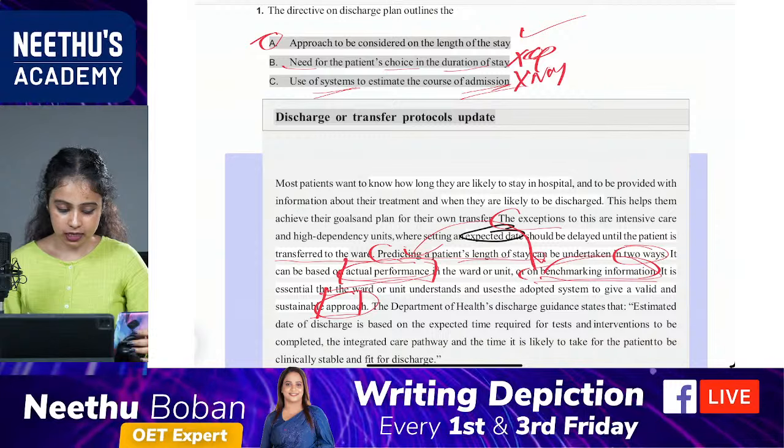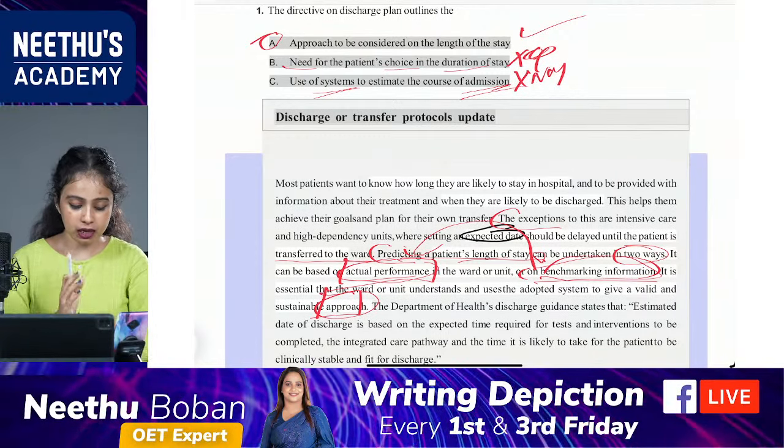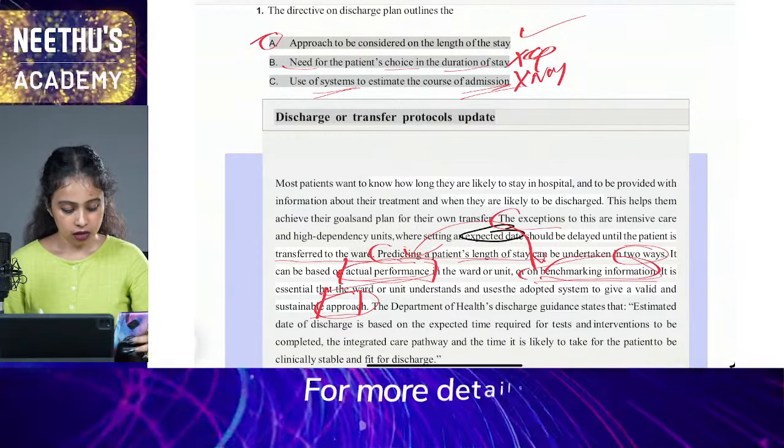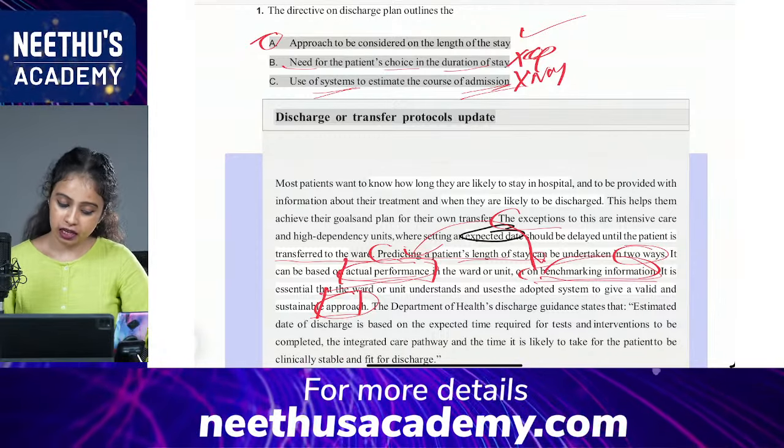Okay, a lot of answers. Reshma, Yogeshwari, Reba, Kirtu, Vidya, good afternoon. Yes, option A, very good dear.